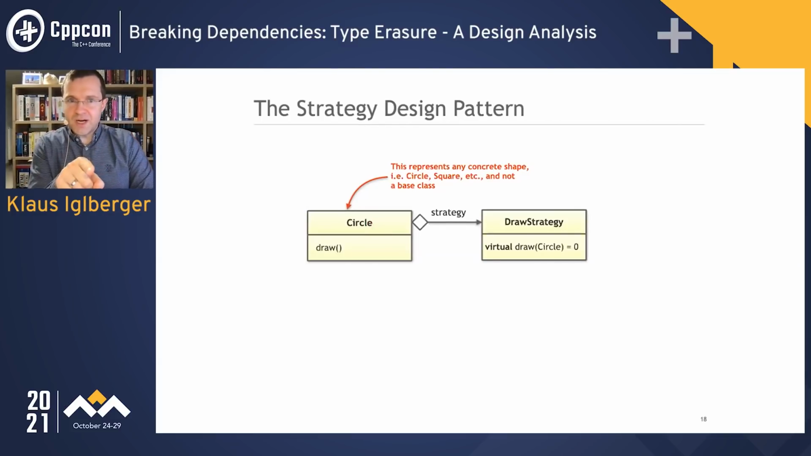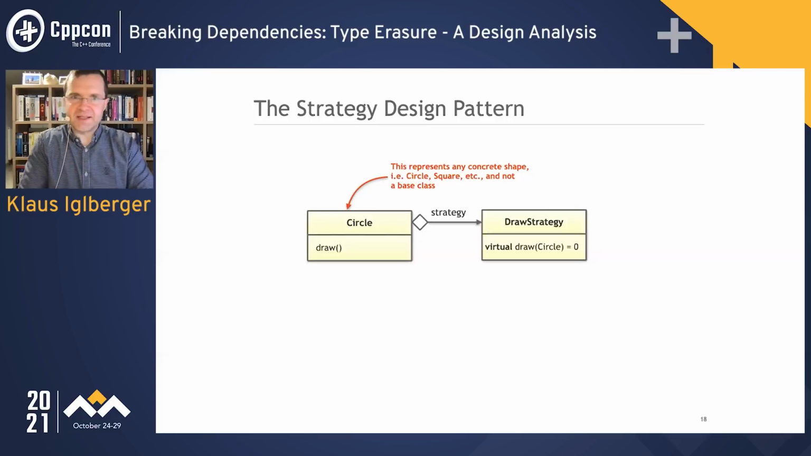Now, we extract the drawing aspect. I call this draw strategy. That draw strategy is now the representative of drawing itself. By means of this base class, I can now implement it in various ways. But most importantly, I do not inherit from circle anymore. I now build on composition. On a has-a relationship. A circle has a strategy.